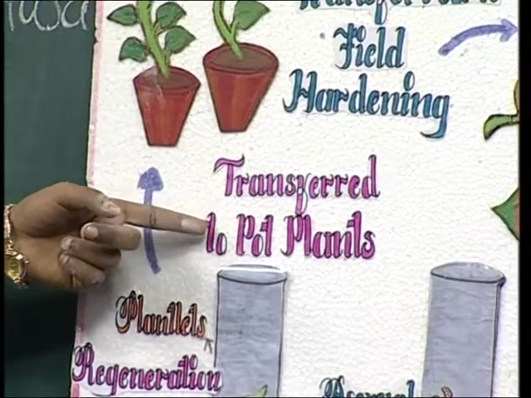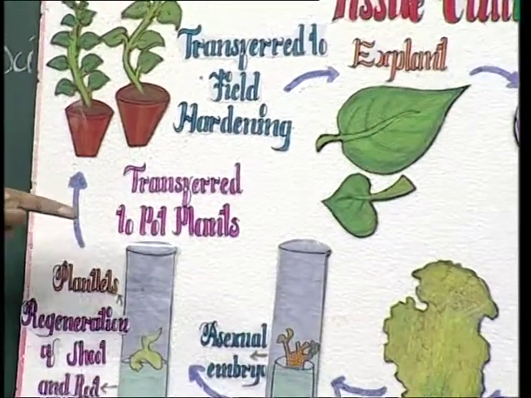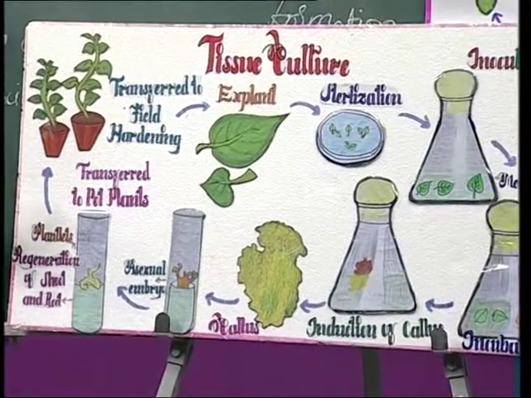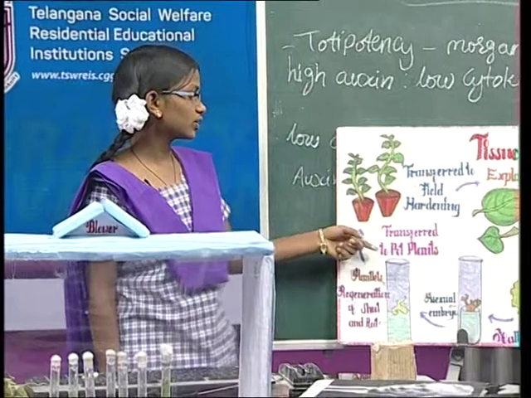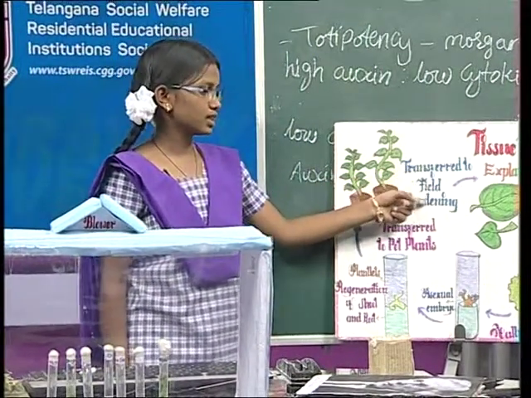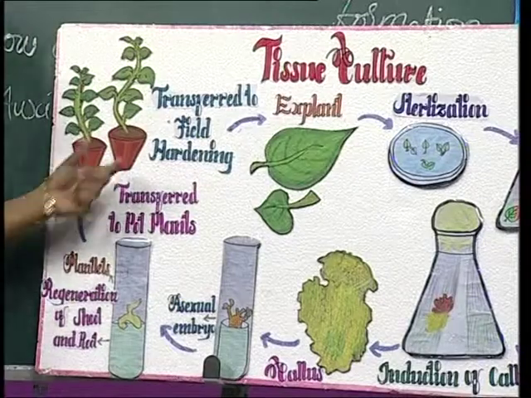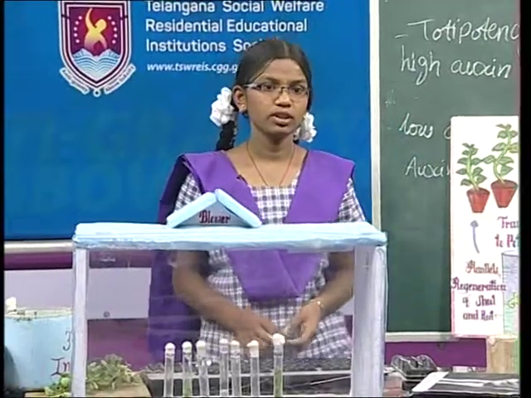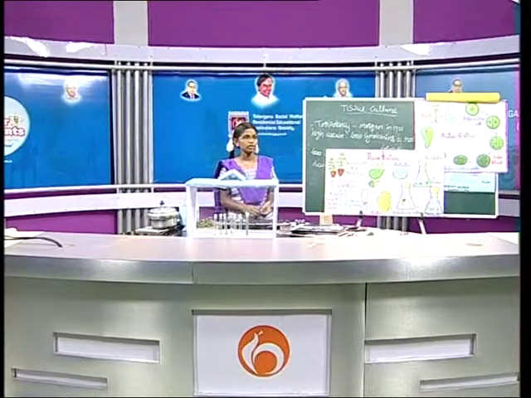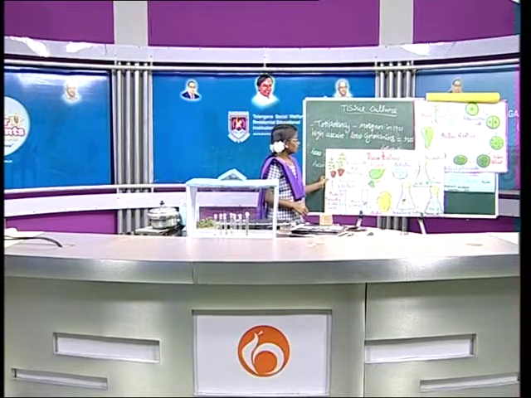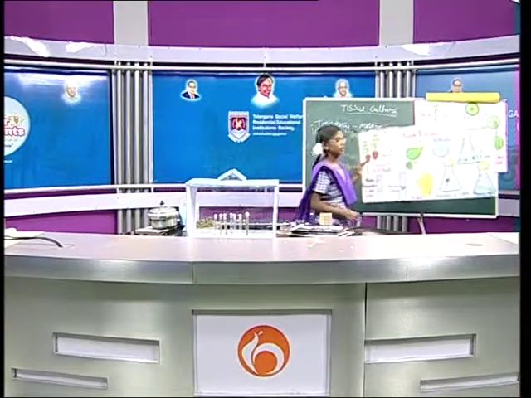Pot plants means they must be kept for 2 to 3 weeks in a glass house, and then slowly transferred to hardening and transferred to fields. This is about the tissue culture technique.